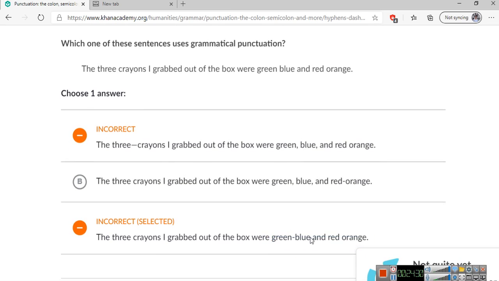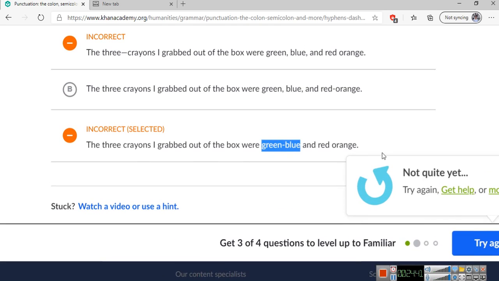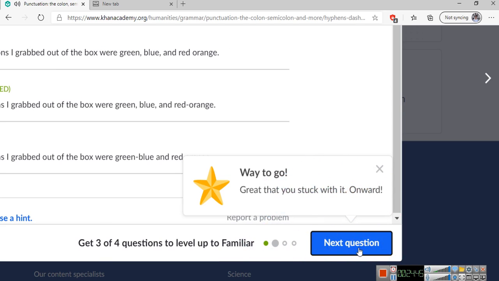And you can say also that green-blue is a color. This is a good way of exemplifying the hyphen, but there are no commas, so that's the reason. Mark this. Okay. Next question.